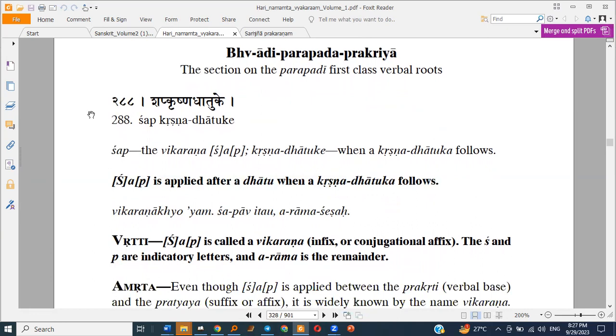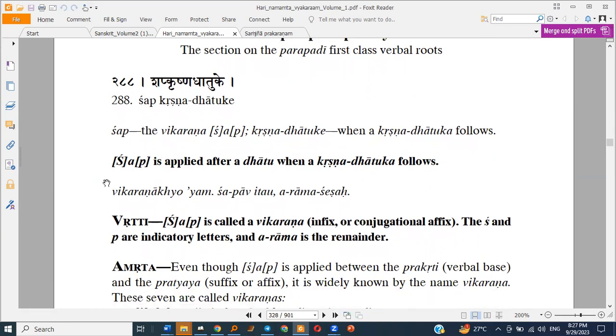Shap Krishna Dhatu. Shap is applied after a dhatu when a Krishna Dhatuka follows. So if you remember, what is a Krishna Dhatuka? You must be remembering. Achyutadayah Pancha Shivascha Krishna Dhatuka. So the Achyutadi 5 sets of pratyayas, Achyuta, Vidhi, Vidhatri, Bhuteshwar and Bhutesha, 5 of them, and any pratyaya which has Sha as an indicator letter. Those are the Krishna Dhatukas.